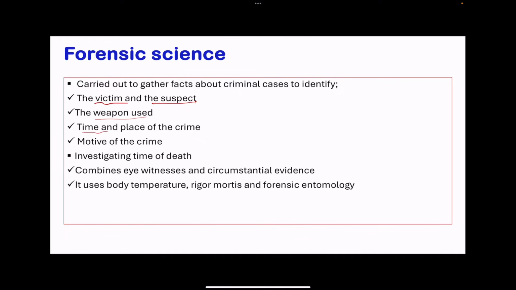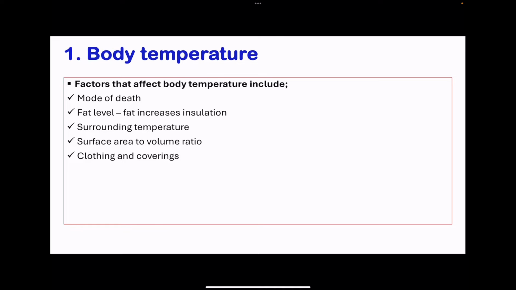Investigating the time of death combines eyewitness and circumstantial evidence, as well as using body temperature, rigor mortis, and forensic entomology. We begin with body temperature.